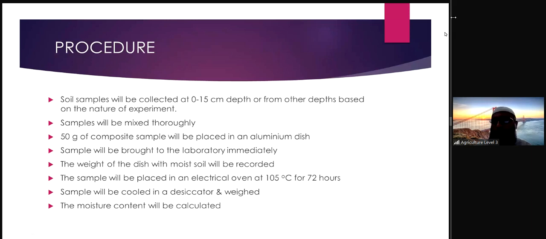Water. Now, the procedure. We'll be determining the water content in the soil, and based on our demand, based on our experiments, it's not like this. We may want to determine soil water in different depths or in different soils.